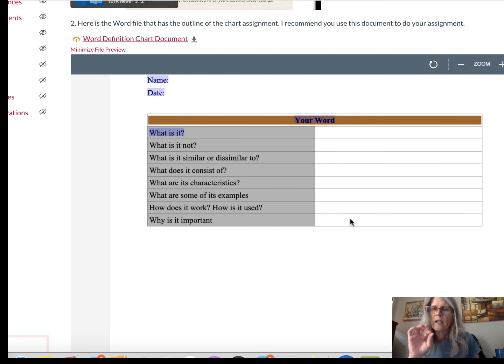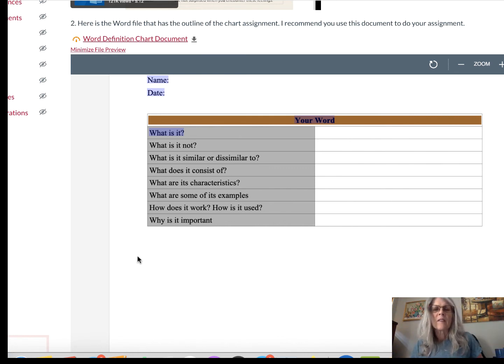If you were asked to write a definition essay, then still it's pretty easy. You could have one paragraph about what it is and what it is not. You could have another paragraph about what it's similar to or dissimilar to. You could have another paragraph of what it consists of and its characteristics. And you can have another paragraph of how it works and how it's used. Okay? And then your concluding paragraph about why it's important.